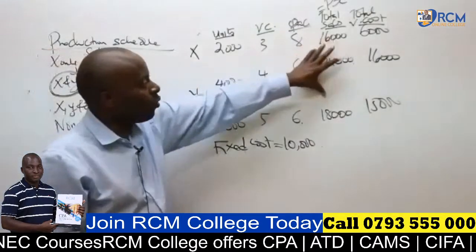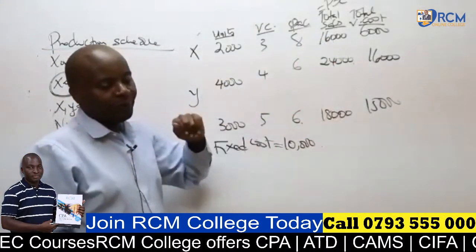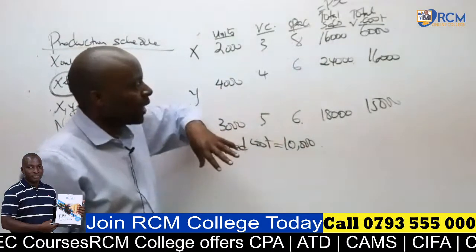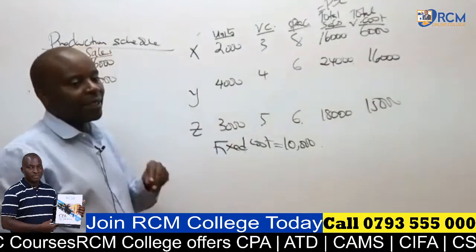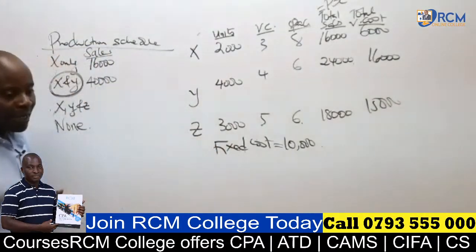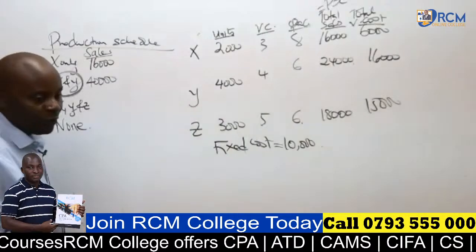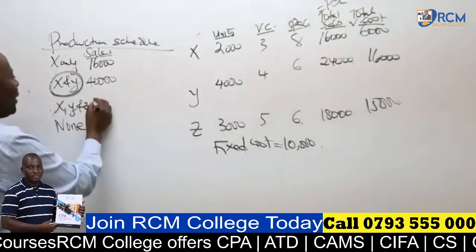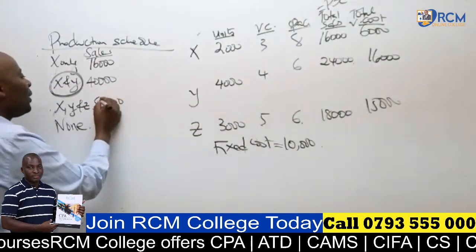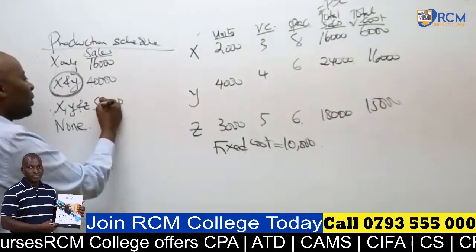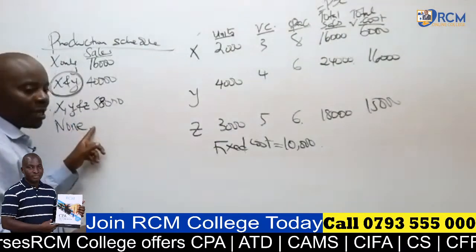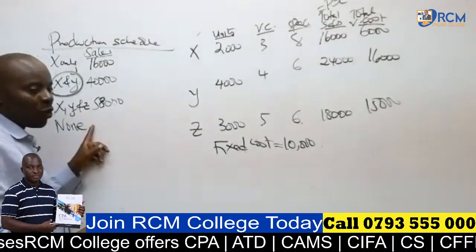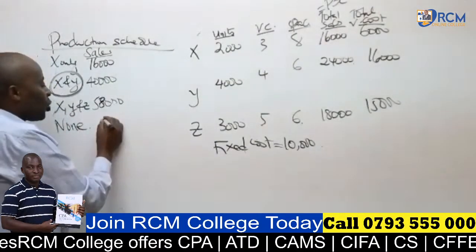How about the three of them together, X, Y, and Z? What will be their combined sales? Somebody help me out. 58,000. Now, my greatest of them all, students here, I really cherish what you guys are doing. What if we decide to produce none? If we decide to produce none, what will be the total sales? I want to believe that the total sales there will be 0.